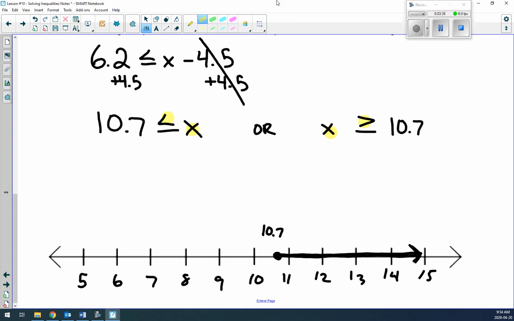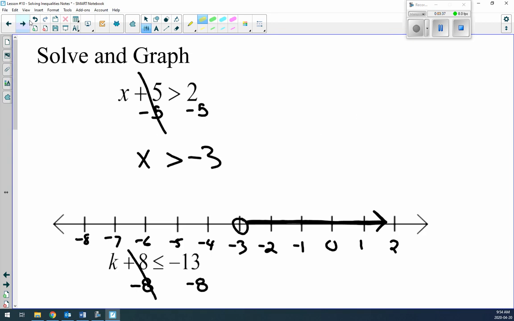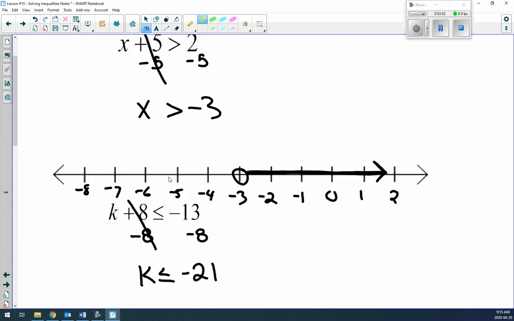All right, page 4. We have x plus 5 is greater than 2. So we got to get x by itself. So the opposite of adding 5 is to subtract 5 from both sides. So we end up with x is greater than negative 3. And this is already nicely done. X is on the left-hand side. We remember it's an open circle because it doesn't include negative 3, and it's everything to the right of that one.